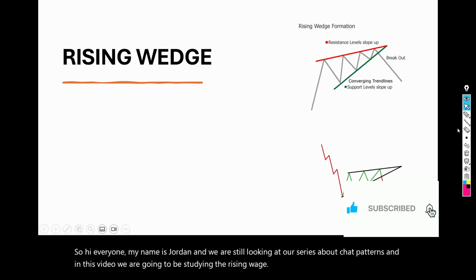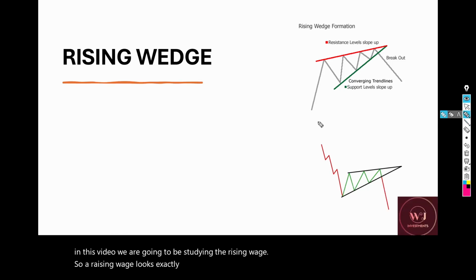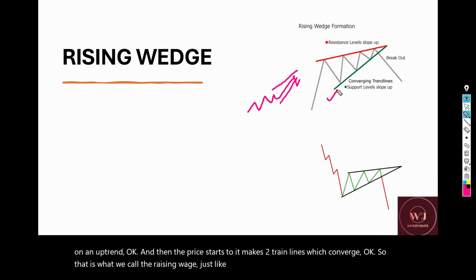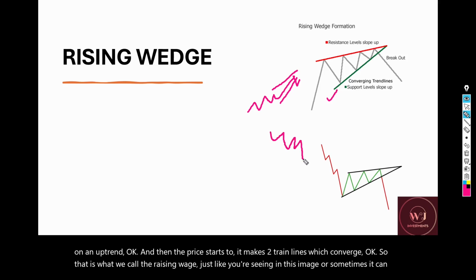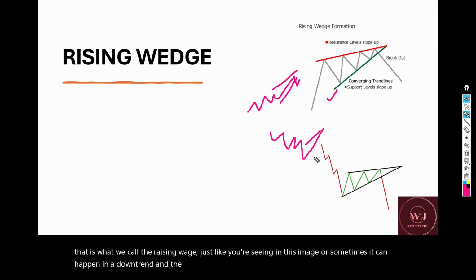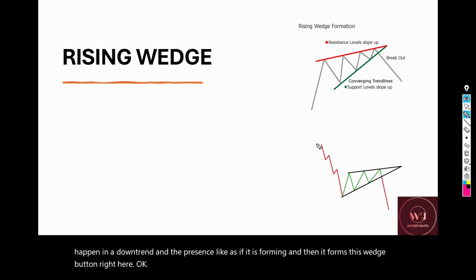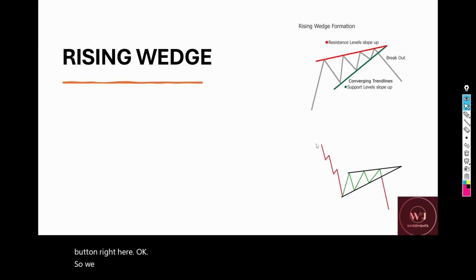A rising wedge looks exactly like what you are seeing on the screen. Here we are normally in an uptrend, and then the price makes two trend lines which converge. That is what we call the rising wedge, just like you're seeing in this image. Or sometimes it can happen in a downtrend, where the price forms this wedge pattern right here. We are going to be looking at different ways to trade this pattern.